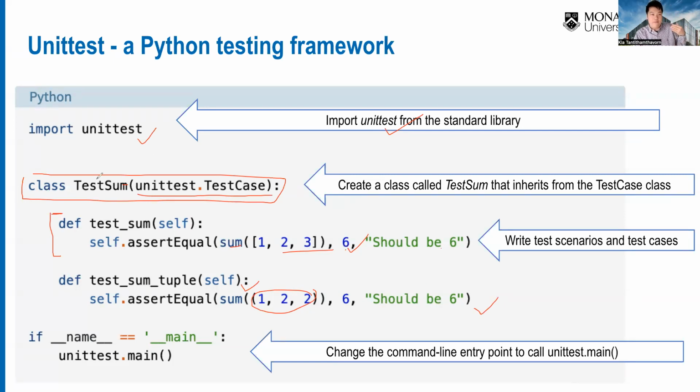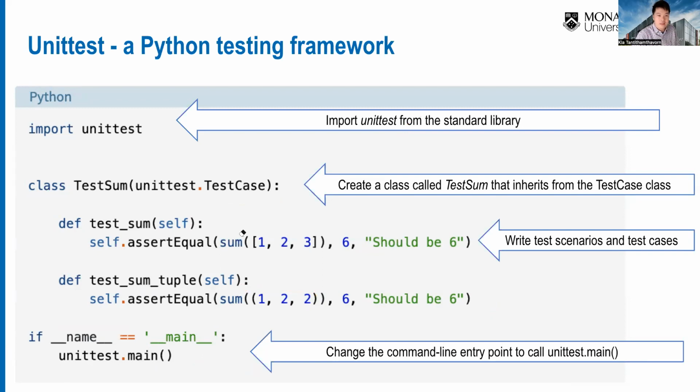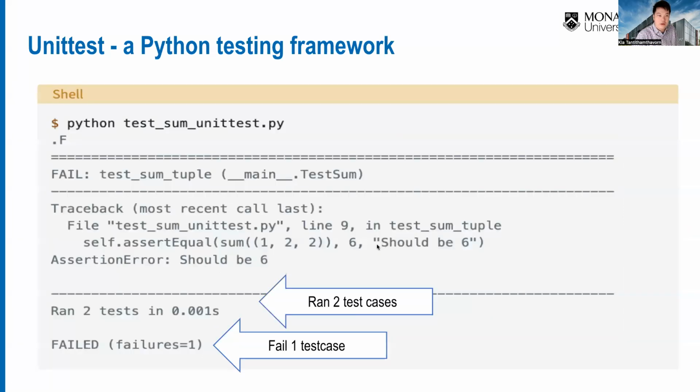Because we have only this class, it cannot be executed by itself. That's why we need the last two lines, to ensure that when we run it on the command line, the entry point will be unittest.main, to run the unit tests here. So how do we run it? We just call that Python file, python testsum, and it will present the results here.